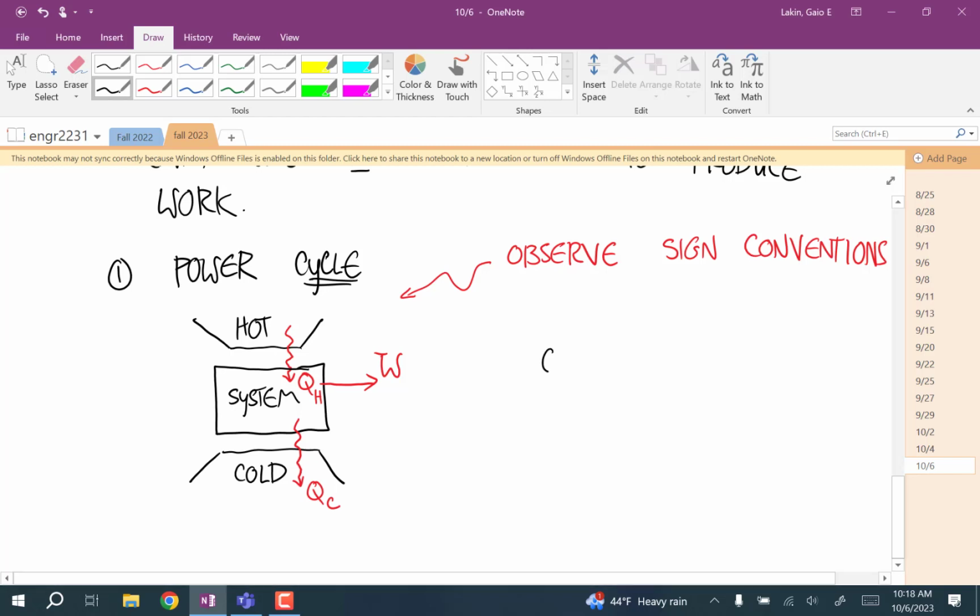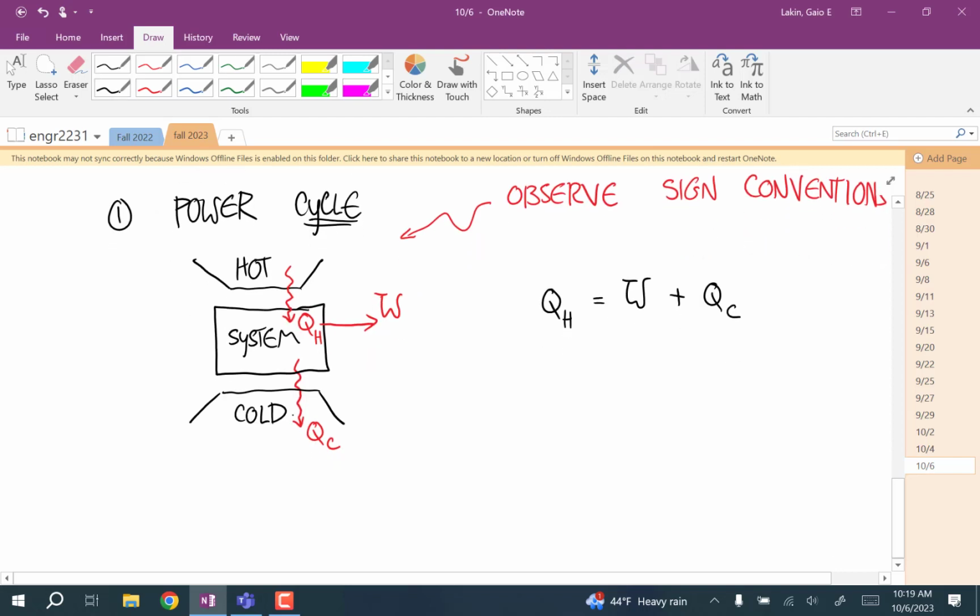But we get that QH, I'm just balancing the energy going in and the energy going out. So QH is equal to W plus QC. And so you can express the work in terms of the other two. Work is equal to the heat coming in from the hot reservoir minus the heat going out to the cold reservoir.